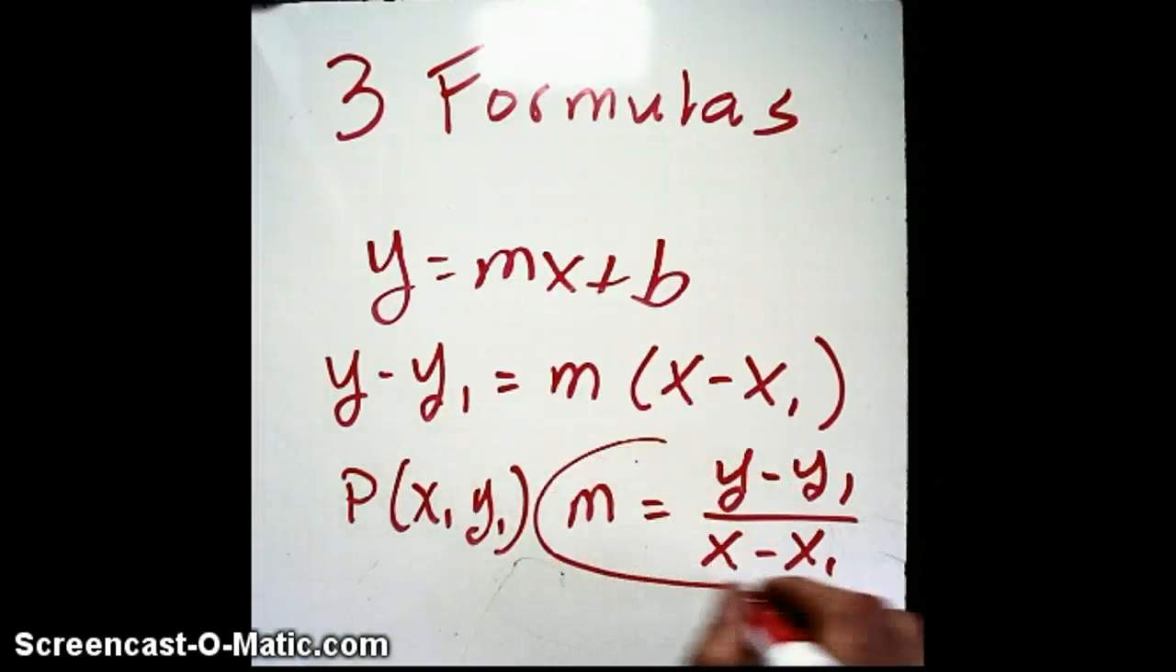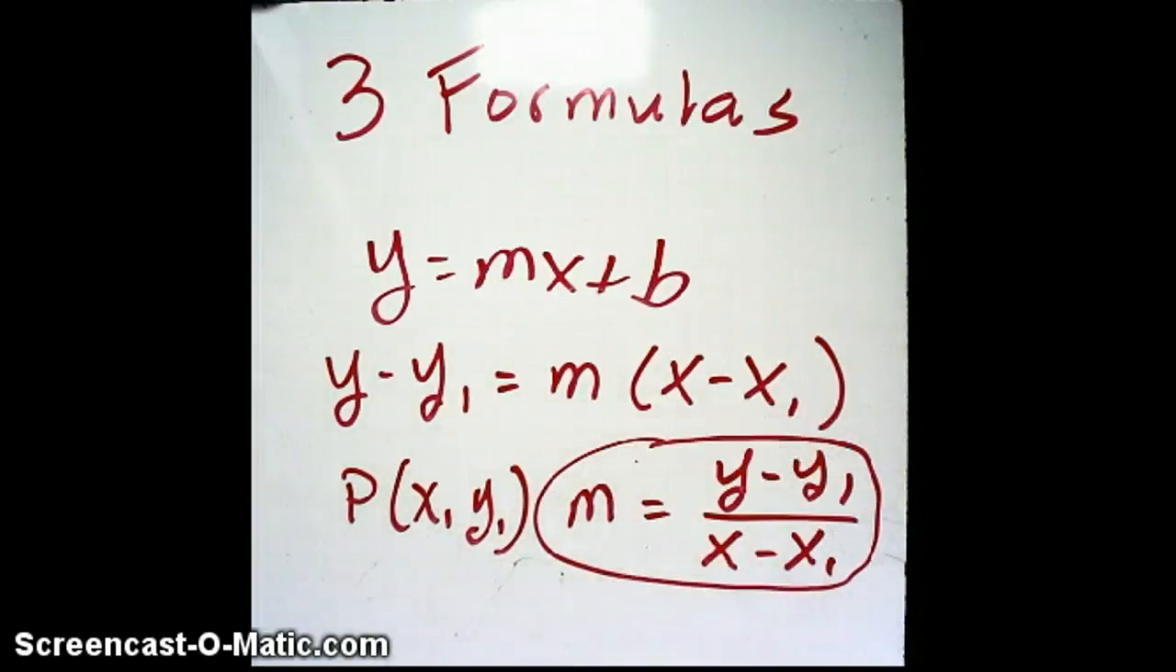Notice what happens if you take this equation right here and multiply both sides by this value at the bottom. You would get y minus y1 is equal to m times x minus x1. If we multiplied this equation by that bottom expression, notice that this expression matches the formula that is given. So that is helpful.